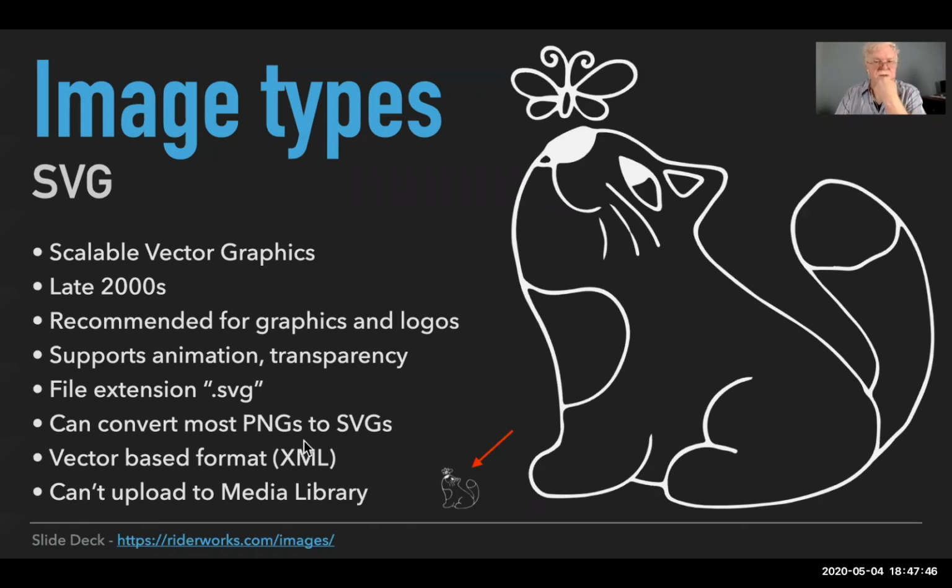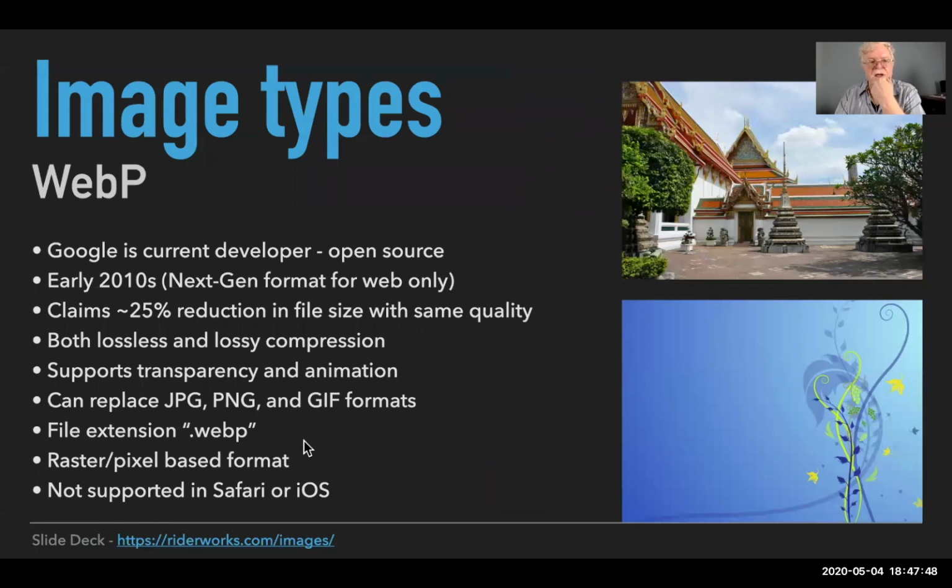So we got one last image, and that's going to be the WebP. This is what's called a next-gen format. It's for web only, and Google is the current developer. They purchased a company that was working with this file format, and Google liked it. Google claims that it's a 25% reduction in file size with the same quality. I'm not 100% sure on that, I'm not sold on that. But the one thing that this file type does is it has both lossless and lossy compression. It supports transparency and animation. So it's a one-type file that can replace JPEGs, PNGs, and GIFs, which is really good.